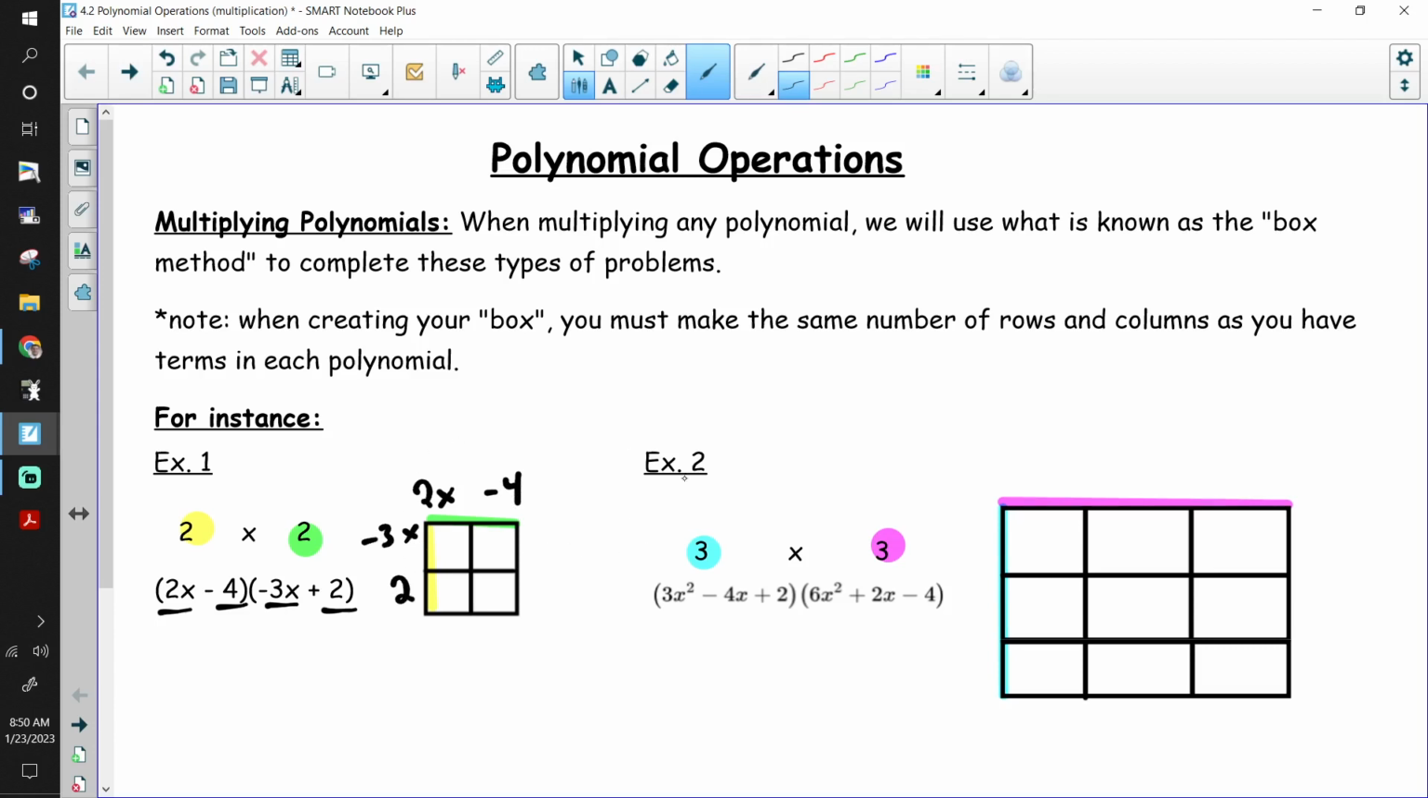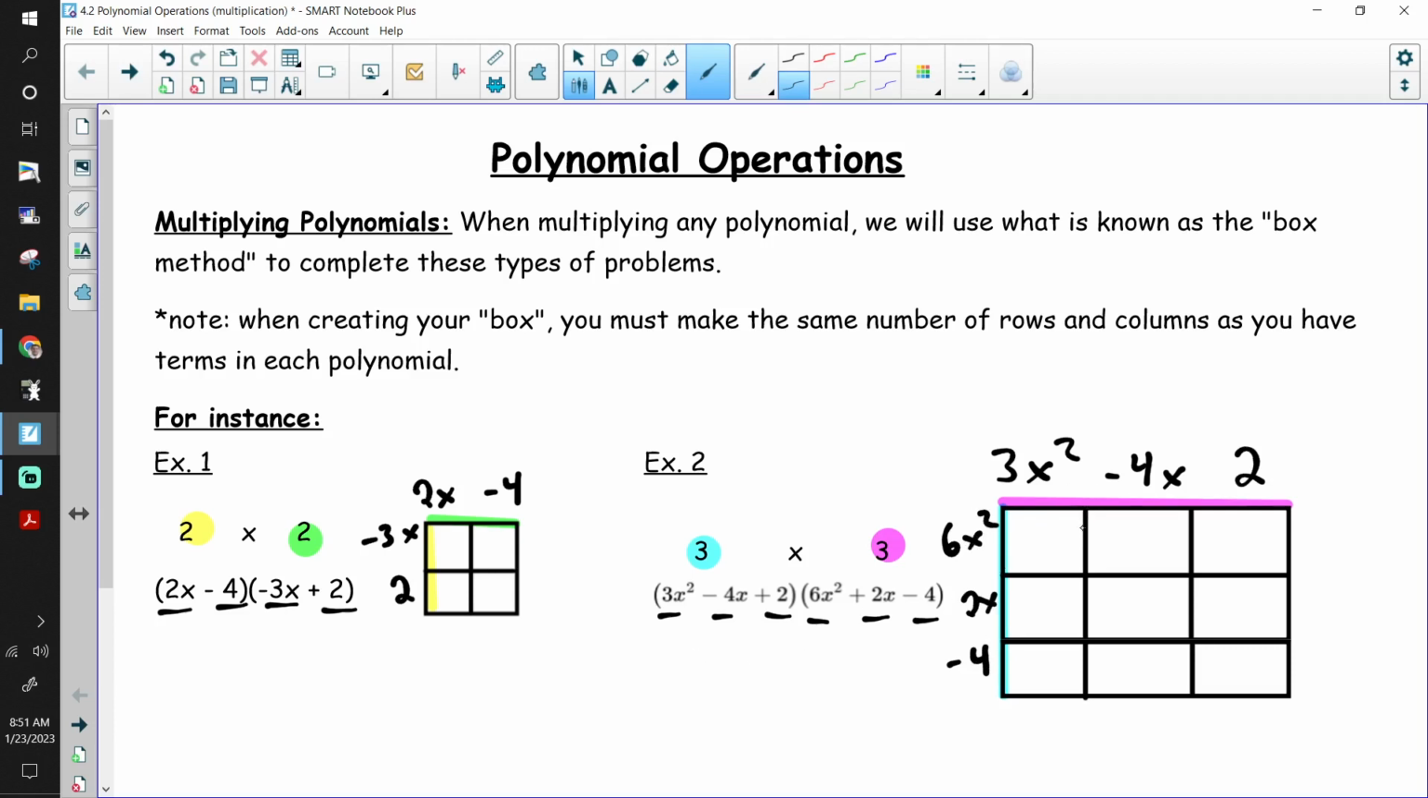Now if our polynomial gets bigger, here we have 1, 2, 3 terms times another polynomial with 3 terms. So we need a 3 by 3 box. That way our polynomials fit: 3x squared, minus 4x, and 2, and 6x squared, our 2x, and our minus 4. There's a spot for each one of our terms.